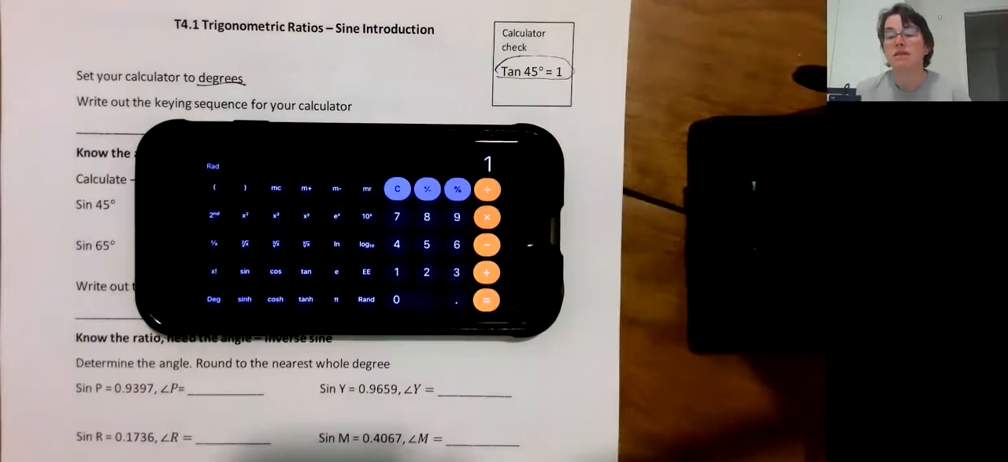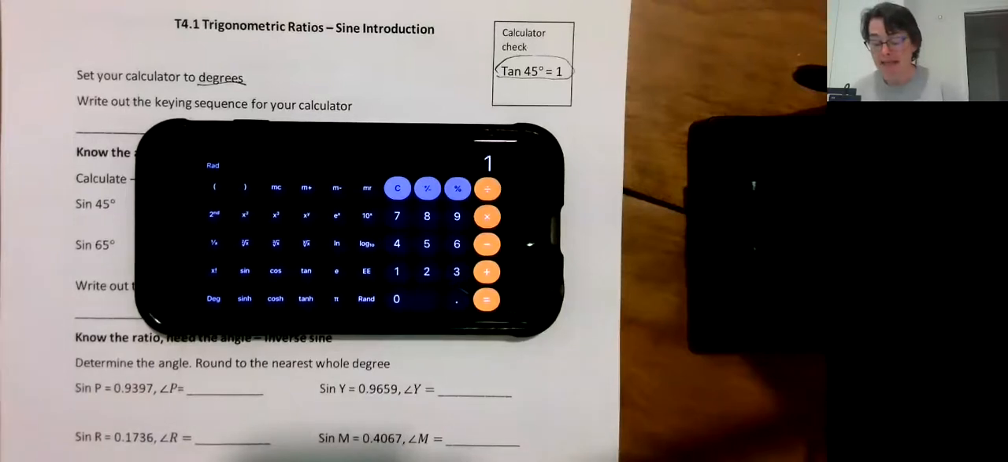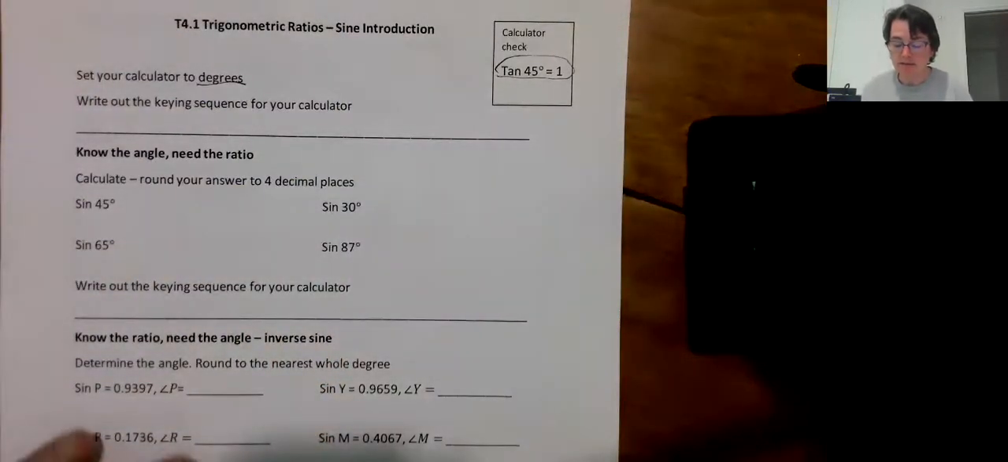There's another one called grad, or GRA, or just a G. I Googled that, and it's called a grad. It's yet another way of measuring angles, and it is 1/400th of the distance around a circle. I didn't know that until about 15 minutes ago. Anyway, make sure it's set, and write out the keying sequence for your calculator.